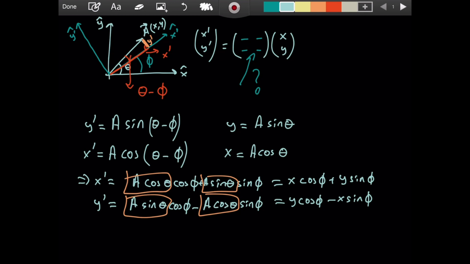Basically, if we are given the old coordinates and the rotation angle, we can figure out the new coordinates. And this is all fine. But if we were to express this in a more concise way using matrices, we could do it in this way. We would have x prime, y prime equal to cosine of phi, sine of phi, and then minus sine of phi, cosine of phi. Then we have x, y.